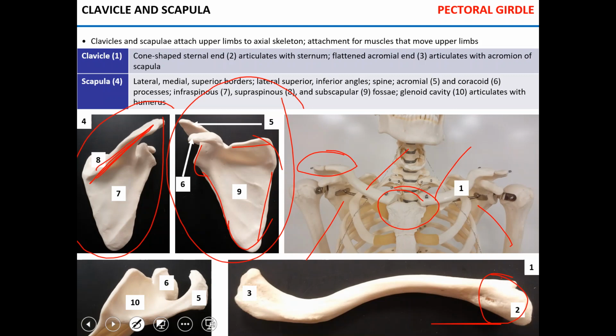There are 2 processes: posterior acromial and anterior coracoid process, and 3 fossae: infraspinous, under the spine; supraspinous, above the spine, not really clear here, but supraspinous anyway; and subscapular, shown here. So the glenoid cavity articulates with the humerus.